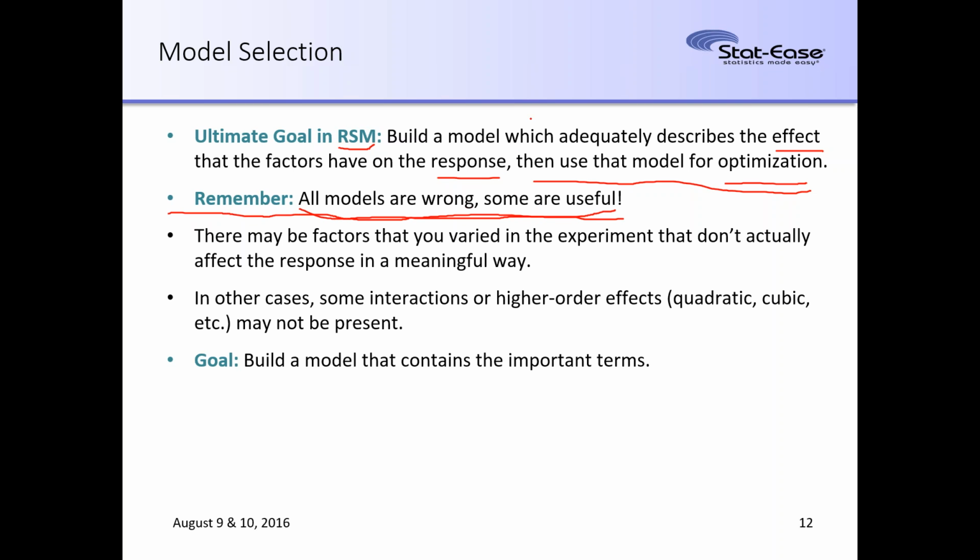So really, when we're building a model in response surface methodology, in RSMs, we're building an approximation. And hopefully that approximation is good enough that the optimization results are decent. Now, of course, there may be factors that you varied in the experiment that don't actually affect the response in a meaningful way. In other cases, the factors may affect the response, but only linearly. In other words, their higher order effects like quadratic or cubic may not actually be present. So our goal here is to build a model that contains all the important terms.